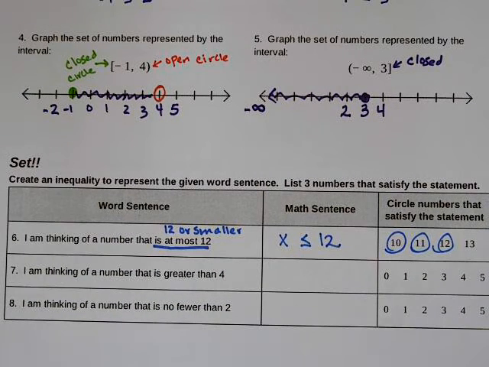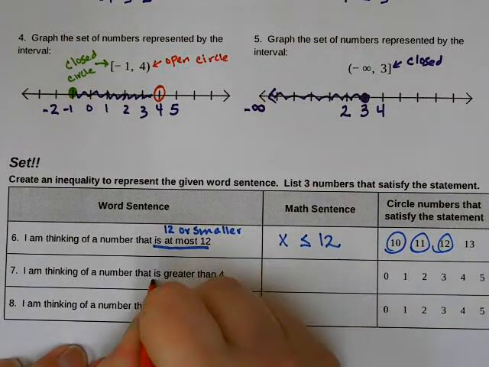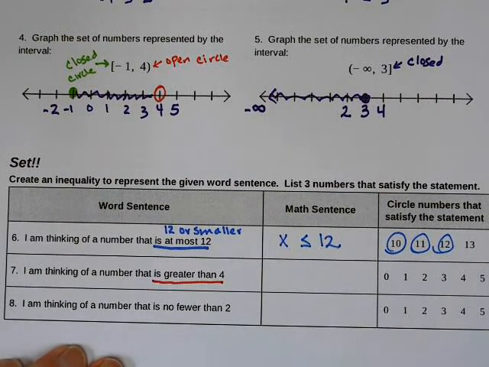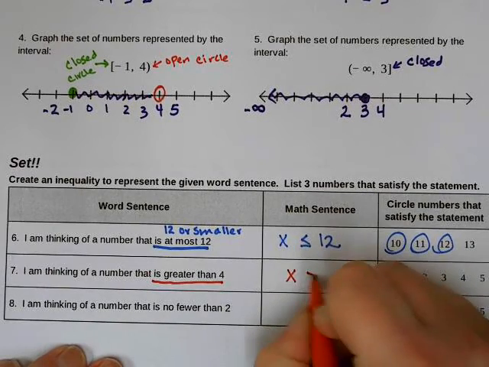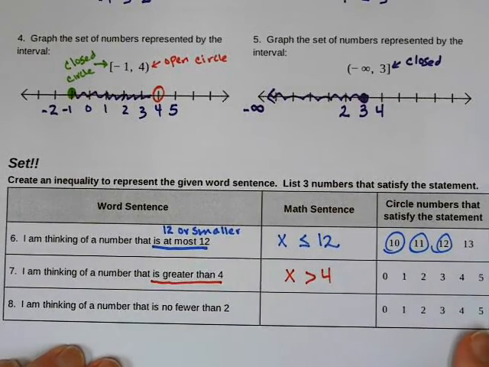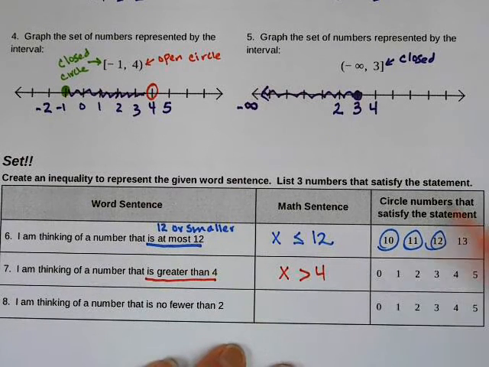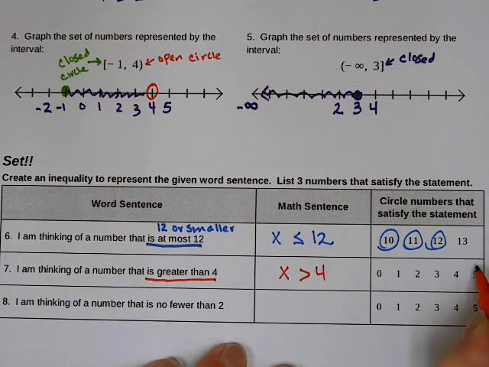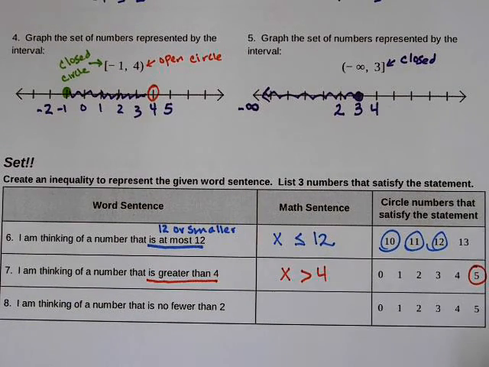For the next one, I'm thinking of a number that is greater than 4. So this one actually gives it to us right away. Greater than means we're just going to use the greater than symbol. So x is greater than 4. If we think about the numbers that satisfy that, well, 0 is not, 1, 2, 3 are not. 4 is not either. 4 is equal to 4, but it is not greater than 4. So the only number that's going to satisfy that one is going to be 5.